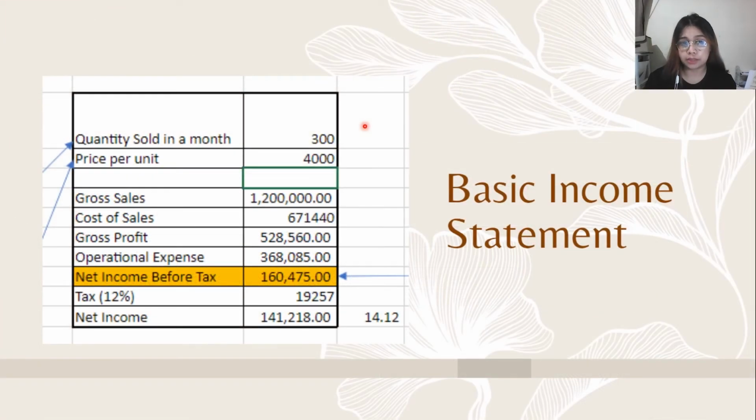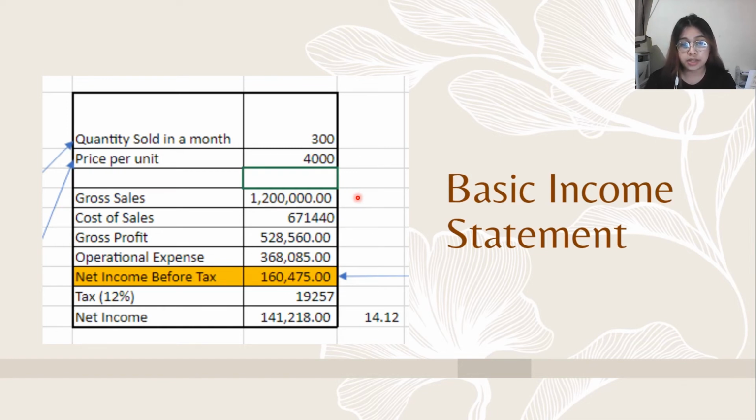Basic income statement. Since we can produce 300 products in a month, we are expecting that this will be the units sold. The price per unit is 4,000 pesos. It is within the range of the result of our market survey. There are not many existing competitors with the same function, but the typical curtain blinds are also within this price point. When we multiply the quantity by the price per unit, we get gross sales of 1,200,000 pesos.